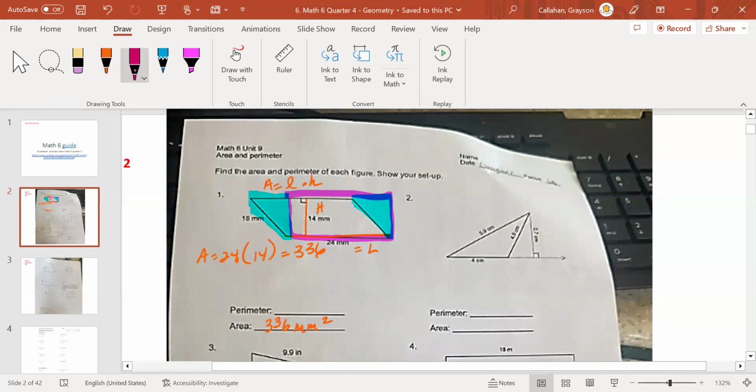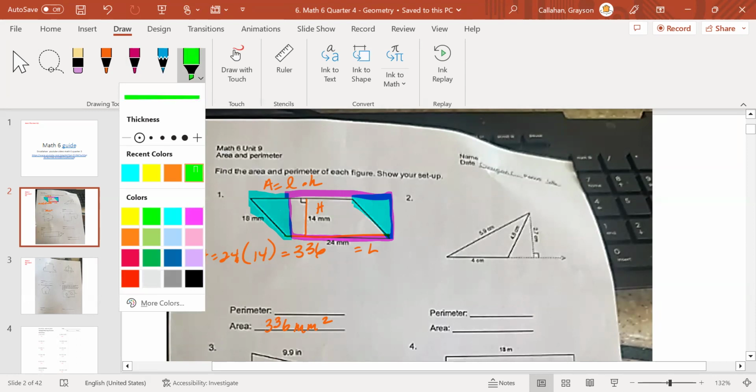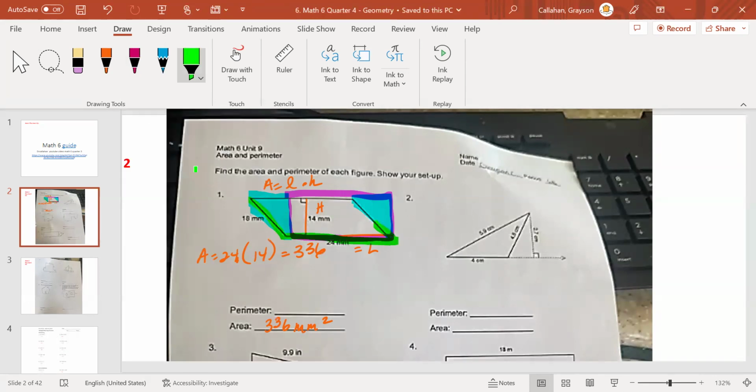Okay, next part, perimeter. Perimeter means that it's like building a fence. Like you see the part that I'm highlighting right now in green. You're basically figuring out how many green pieces do you have, okay? Perimeter is gonna be the 24, which is this part right here, right? And there's 2 of them. Plus this piece right here, the slanted part, 18, and there's 2 of them, right? So what does that give you? 48 plus 36 is?